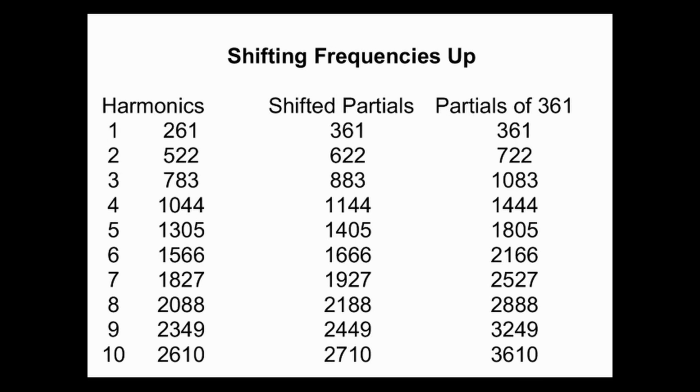Shifting frequencies up causes the partials to be shifted into an area where they span a larger interval than the natural harmonics originating from that note, but not as large as the harmonics of the shifted pitch. The example on the screen should clarify this. The first 10 partials of 261 go up to 2610, and the first 10 of 361 go up to 3610. But the shifted partials go from 361 to 2710, a considerably smaller span. And there is no common denominator of these frequencies.